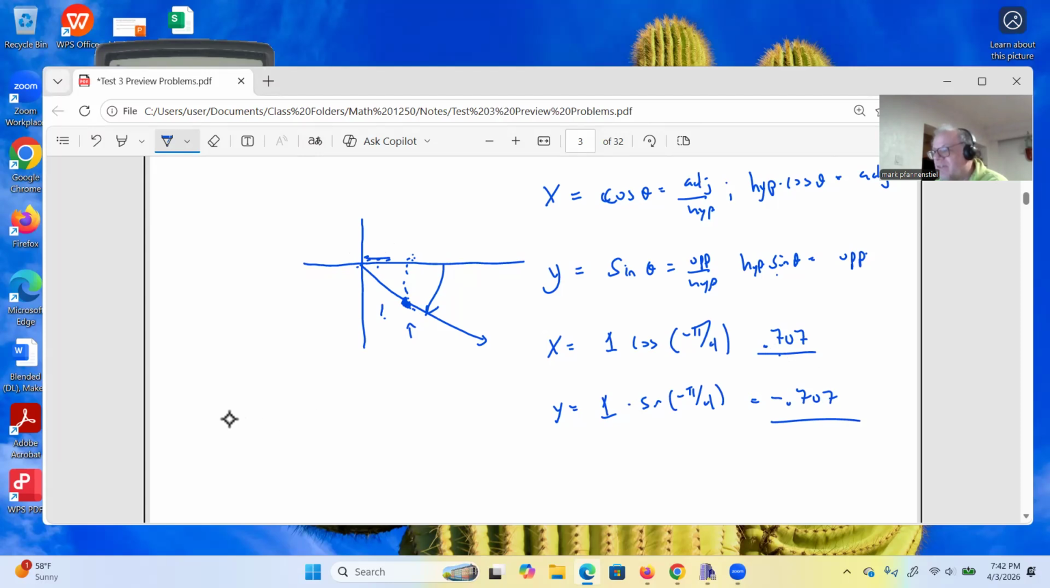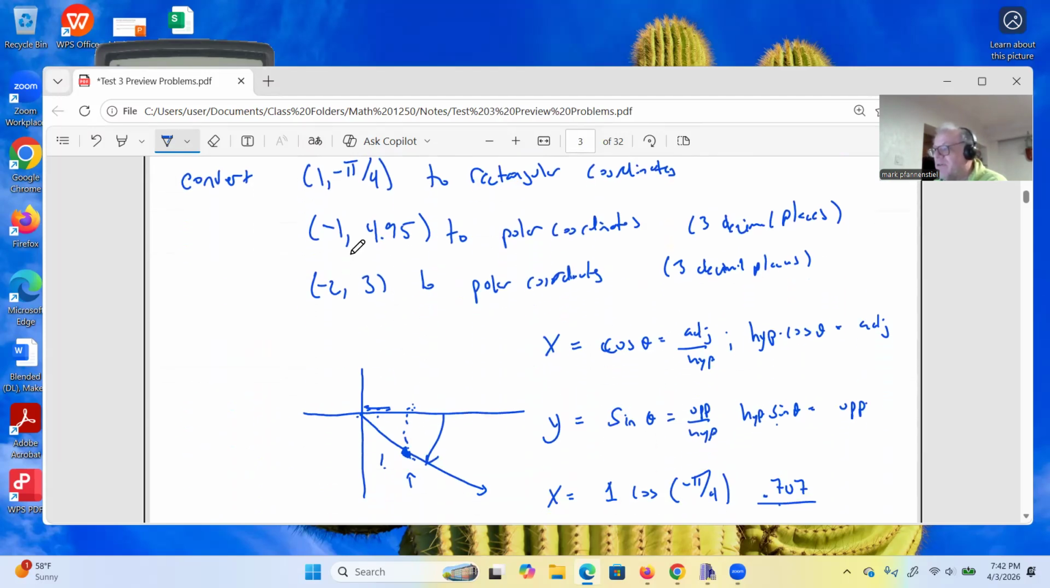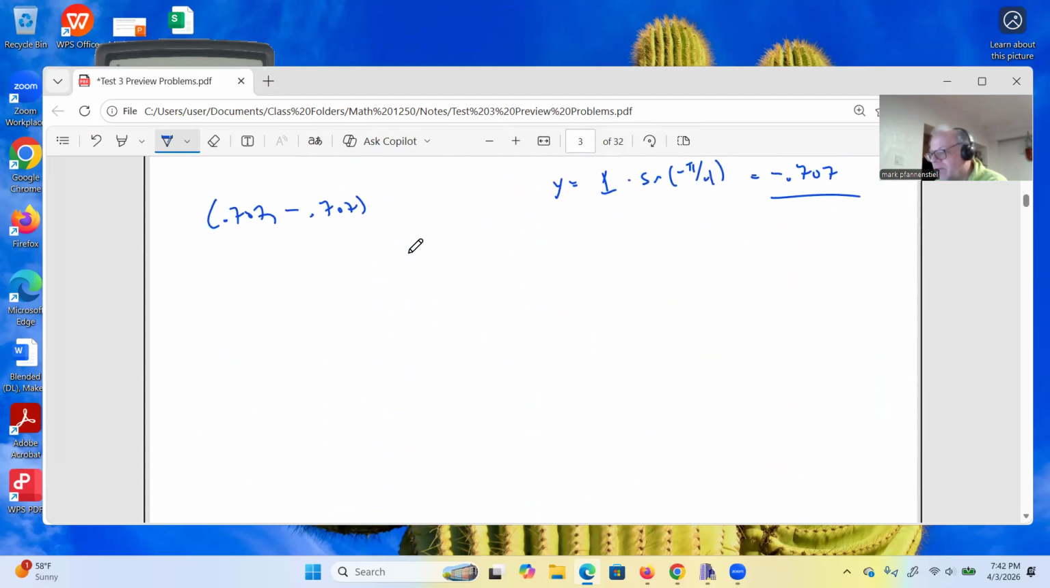So I'm pretty confident that my 0.707 and negative 0.707 is looking pretty good. I like this. Okay, so I'm going to say I feel comfortable with what happened here. Okay, for the next one, we're going to say this is negative 1, 4.95. So we'll go ahead and draw a little picture.